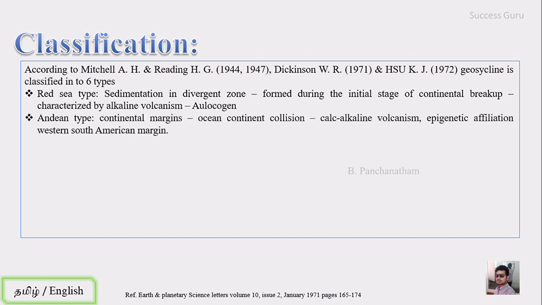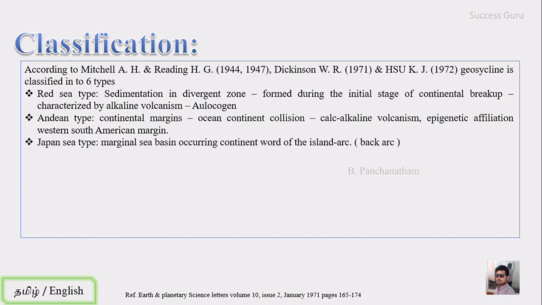The second one is the Andean type, that is formed in the continental margin. The ocean-continent collision, that is in the convergent boundary, right? You can see here the alkaline volcanism and the epigenetic mineralization in the western South American margin. So this has been found in this region and it has been named the Andean type.